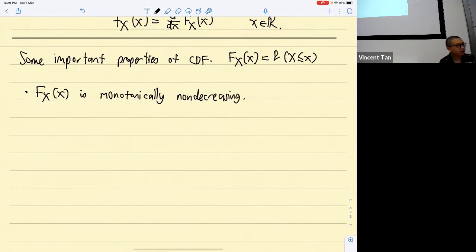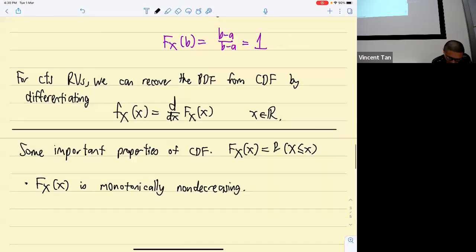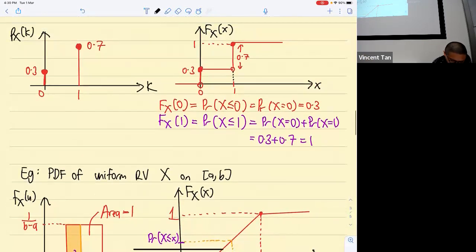Math people would say non-decreasing, like me. Common people would say increasing. You know what's the difference between non-decreasing and increasing? Increasing means if you take two points, x and y bigger than x, then F of y is bigger than F of x. Non-decreasing means you are not decreasing. So for example, you could have this. This is a valid CDF. At this point here, is it increasing? No. David is correct, it is non-decreasing. It cannot decrease. So you cannot have a CDF that does like this.